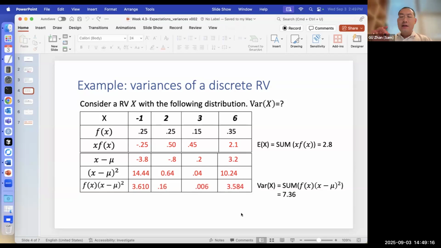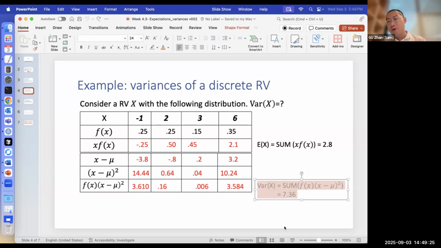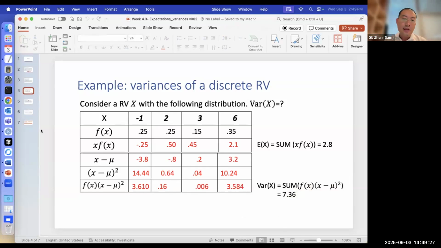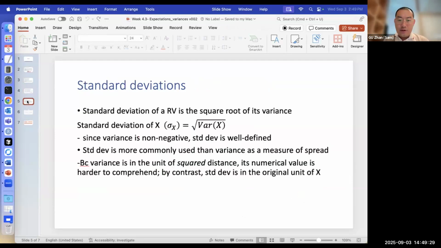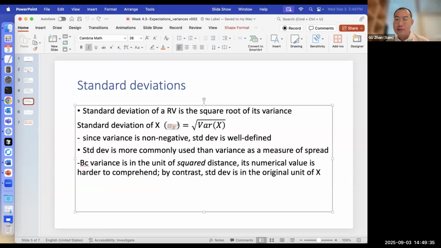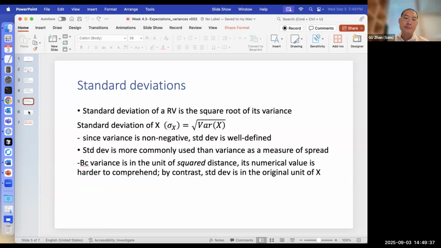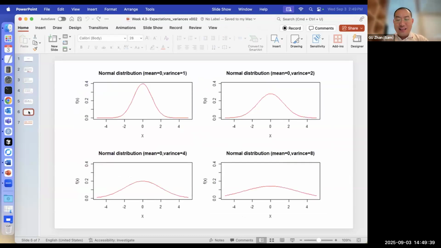In week 4, everything we are touching now is primarily population, so this is the variance to calculate the population variance. Moving on, the square root of variance is the standard deviation. The population standard deviation is sigma.